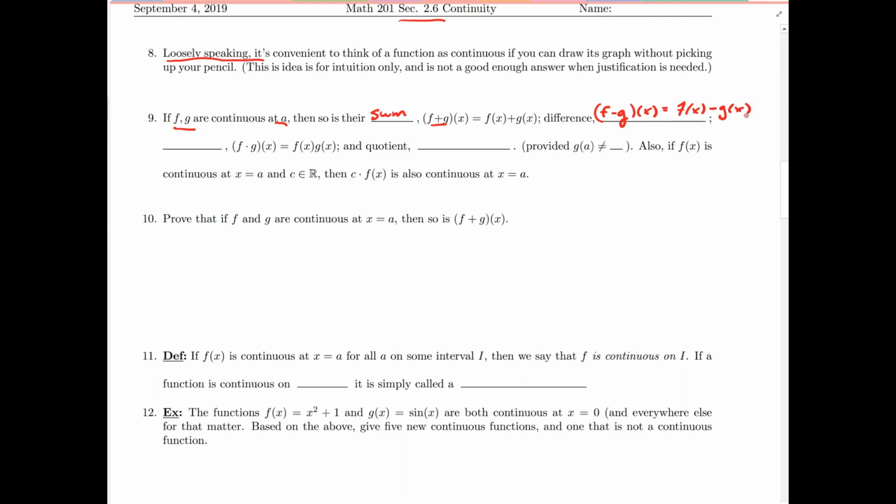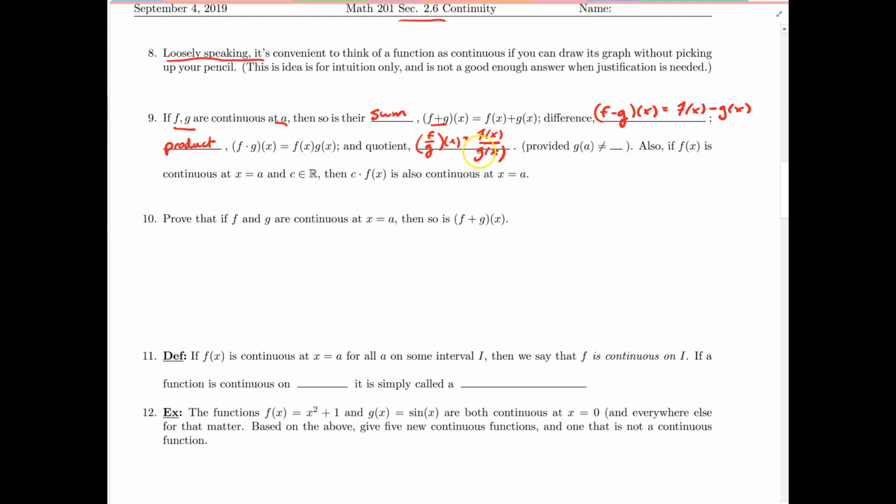What else? Well, so is their product and quotient. What's the quotient function? Remember, the quotient function would look like f over g of x. That would equal f of x divided by g of x. So let's just recap. If we know that two functions are continuous at x equals a, so is their sum, their difference, their product, and their quotient.